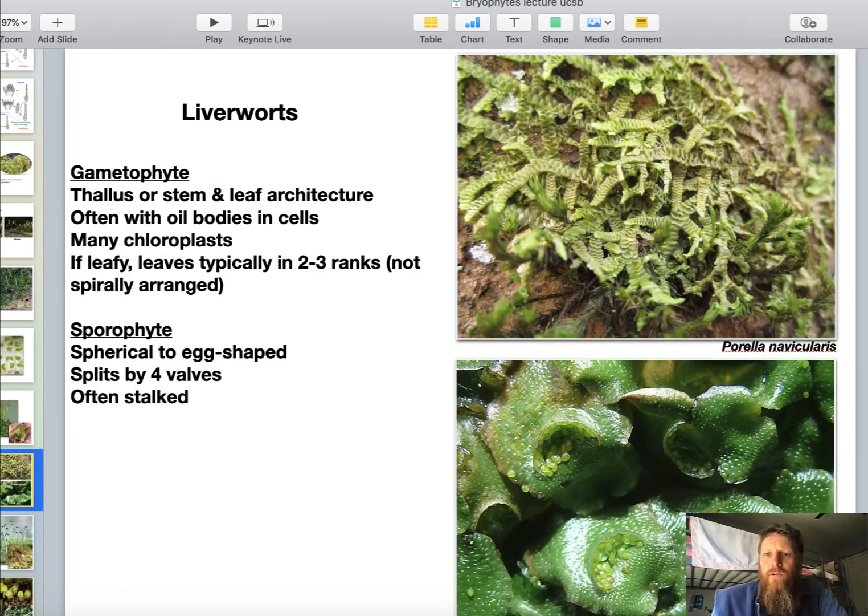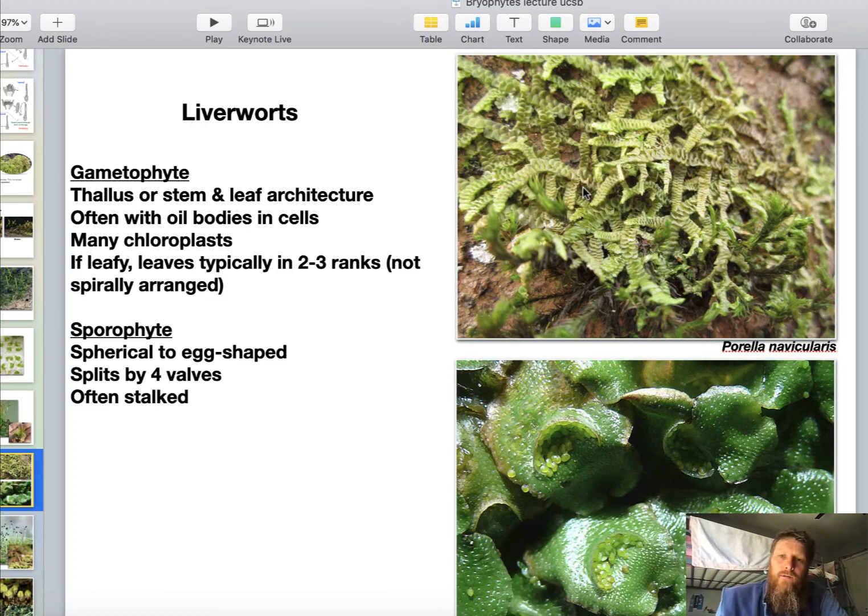The second major group is the liverworts. So the gametophyte of liverworts can actually be thalloid, similar to the hornwort, where you just get straps of either completely undifferentiated or only lightly differentiated tissues. Or in some other liverworts, you can actually have a stem and leaf architecture, which is similar to a moss.